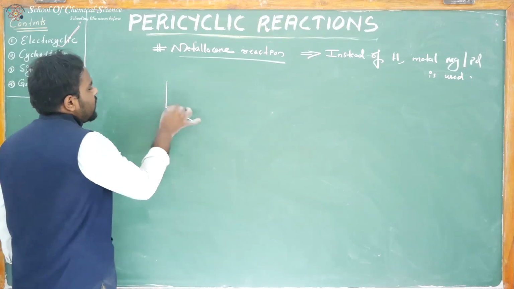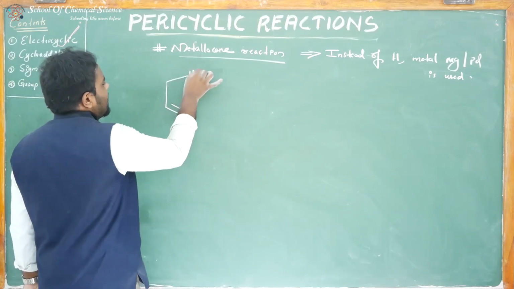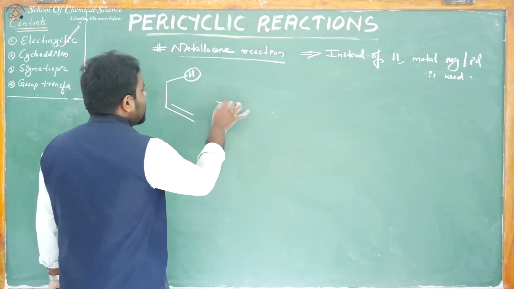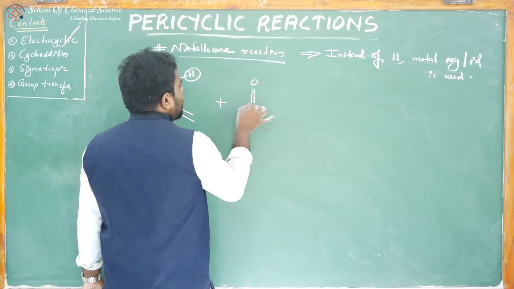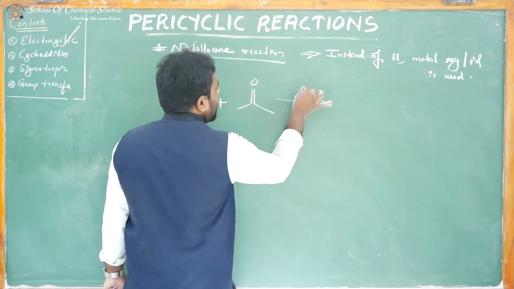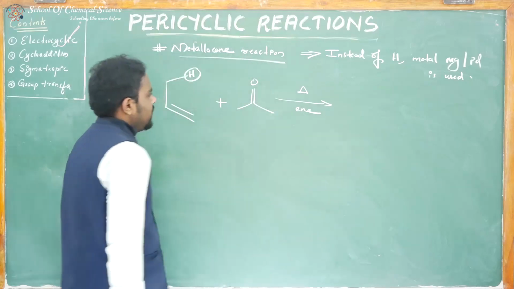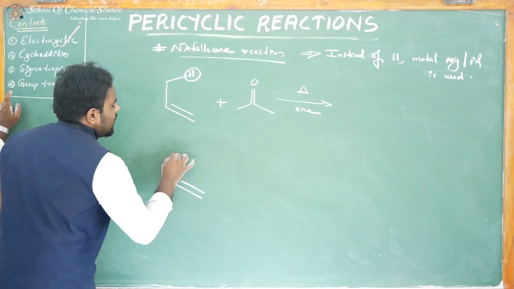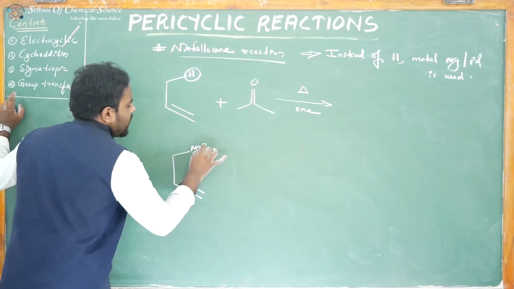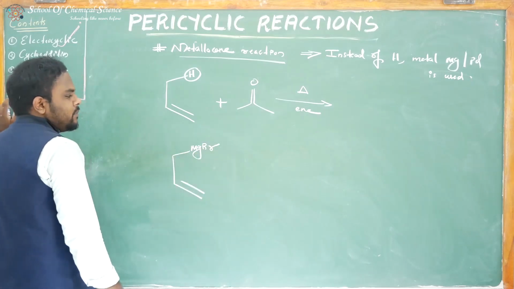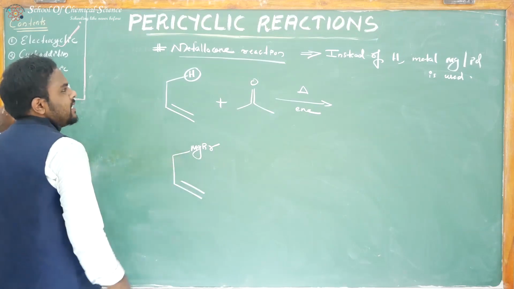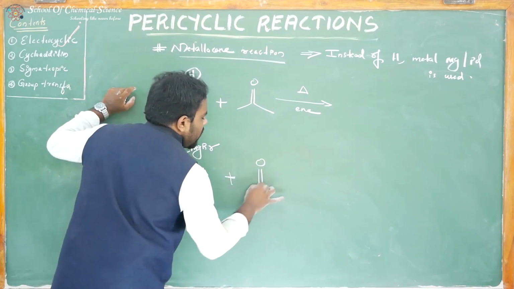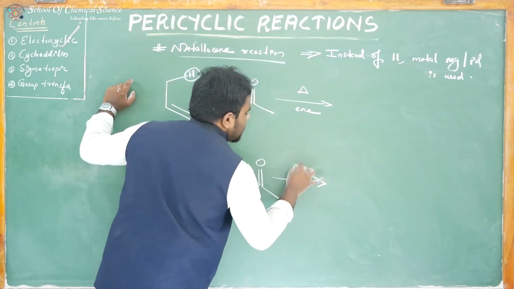For example, this is an allylic system with hydrogen. Instead of this, hydrogen can react with a heteroenophile like a carbonyl compound under thermal condition. This is an ene reaction. In metallocene reaction, instead of this hydrogen, a metal like magnesium, for example MgBr, Grignard reagent, or palladium is there, on reaction with a carbonyl compound under thermal condition.